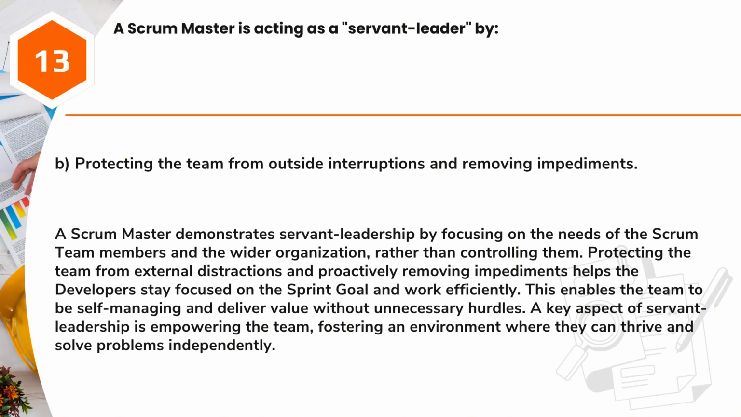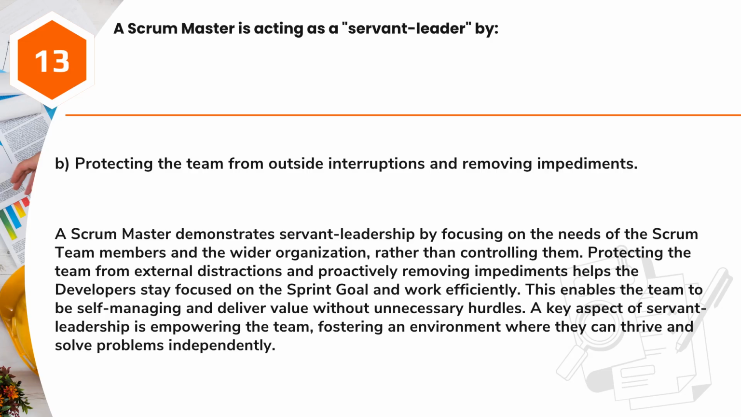Answer: B. Protecting the team from outside interruptions and removing impediments. A Scrum Master demonstrates servant leadership by focusing on the needs of the Scrum team members and the wider organization, rather than controlling them. Protecting the team from external distractions and proactively removing impediments helps the developers stay focused on the sprint goal and work efficiently. This enables the team to be self-managing and deliver value without unnecessary hurdles.